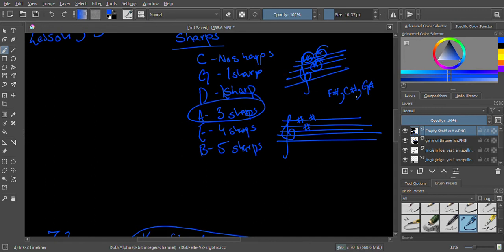Then each key signature is adding one extra sharp to the pre-existing sharps that were there in the previous key signature. Is what I'm trying to say. Okay, now what if you want to have four sharps? So you take F sharp, C sharp, G sharp, and you have to find the next one in the series.